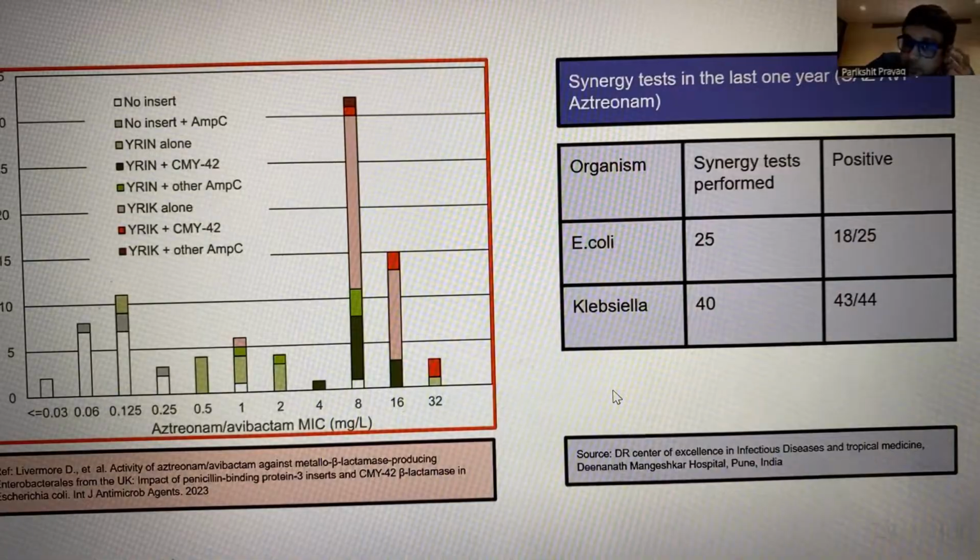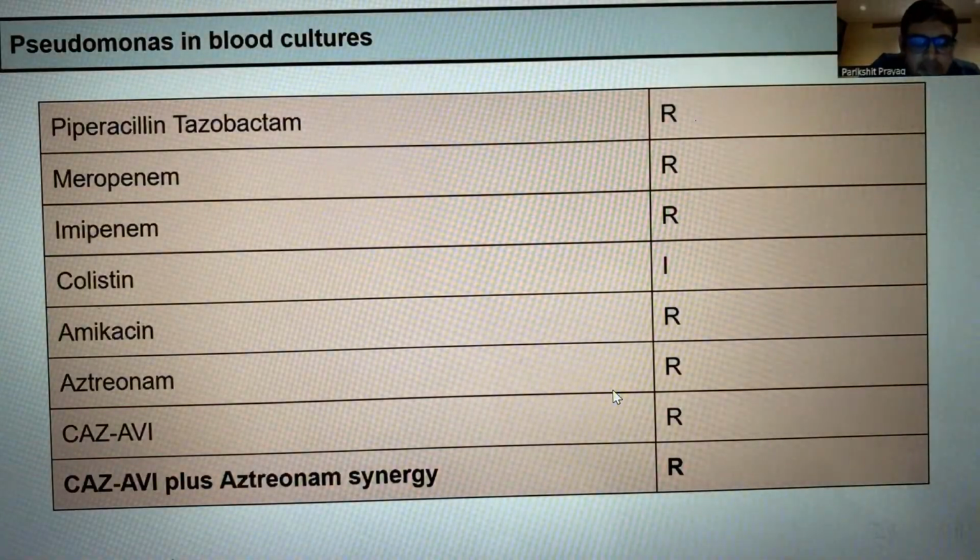With Klebsiella, the chances of going wrong are far less than those with E. coli. Look at this isolate here. Pseudomonas in blood cultures: it is resistant to BLBLIs. It is resistant to carbapenems. It is also resistant to aztreonam. Ceftazidime-avibactam is also resistant. So there could very well be the presence of NDM.